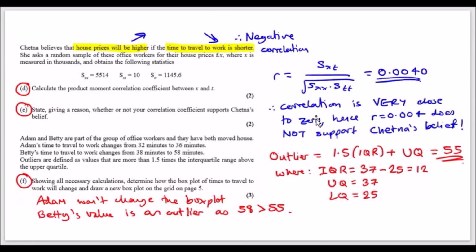That's how it is. Now, here comes the last bit. Adam and Betty are part of the group of office workers and they have both moved house.